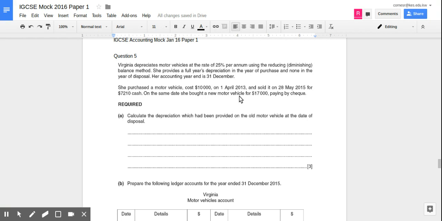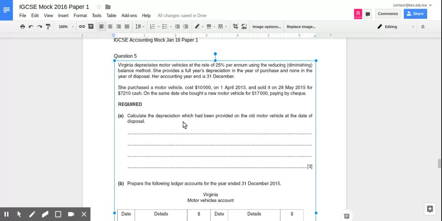Okay, on to this next question, the depreciation question. A lot of you found this difficult. Calculate the depreciation which had been recorded on the old motor vehicle at the date of the disposal. Well, if we look on here, what we needed to have done, I'll just find the answer. We had to calculate the 2 years' worth of depreciation. A lot of you didn't read the depreciation policy. She provides a full year's depreciation in the year of purchase and none in the year of disposal.